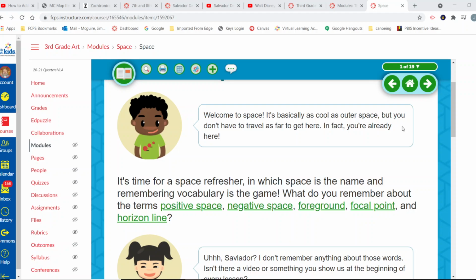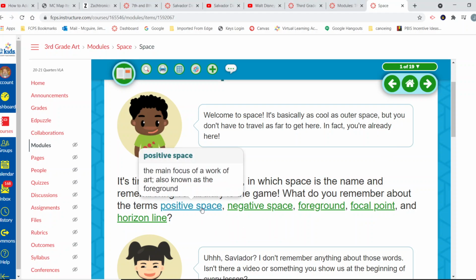But we can also talk about how they use the area within that space to create positive spaces, negative spaces, to create foregrounds and middle grounds and backgrounds and focal points and horizon lines, all of these types of things. So let's take a look at what these things mean.